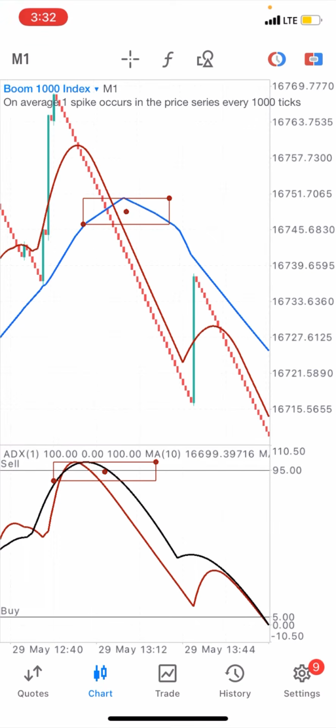We are going to be selling the Boom 1000 using this strategy. We are going to be buying the Crash 1000 index using this strategy.